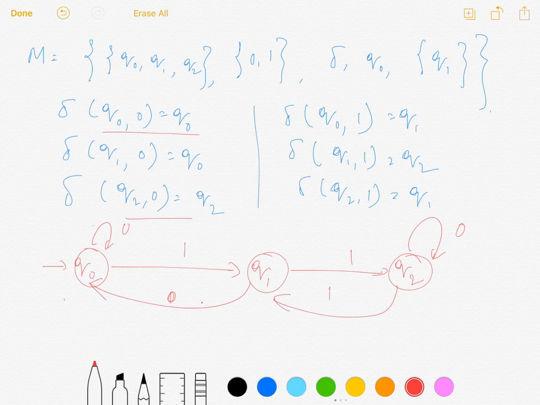Now, what is my final state? My final state is written as Q1. So, it should be my final state. So, if the transition function is given to me, I can easily draw the DFA or the transition diagram.